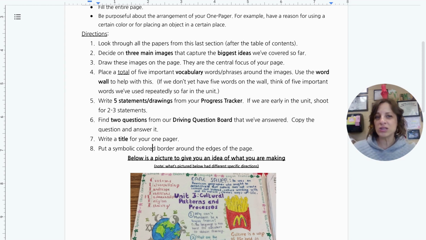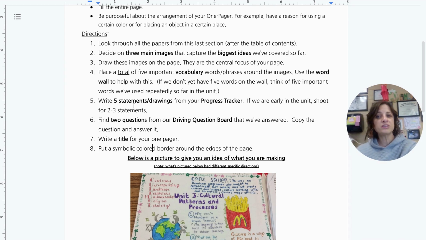If we're early in the unit and they can't find 5, then they have to at least think of 5 important words that we've used in the unit if we don't have 5 words on the word wall. You could revise this and have them define those words if you wanted to. You could have them draw pictures of those vocabulary words. I just have them write the words on there.